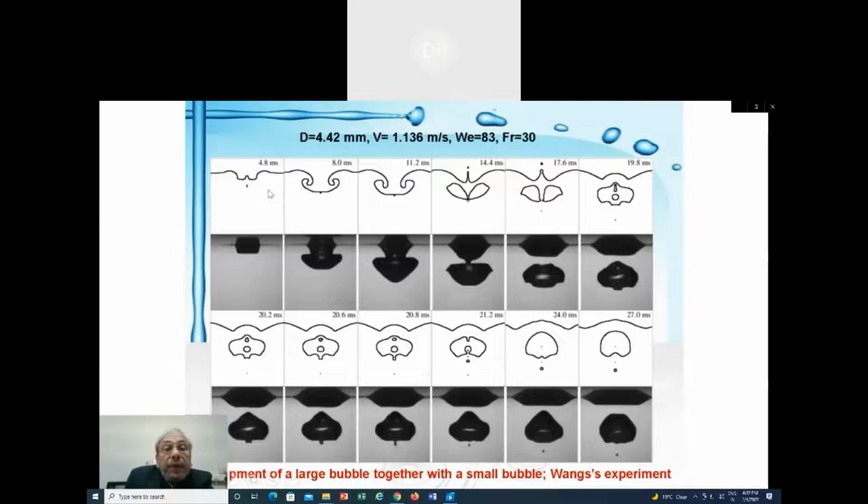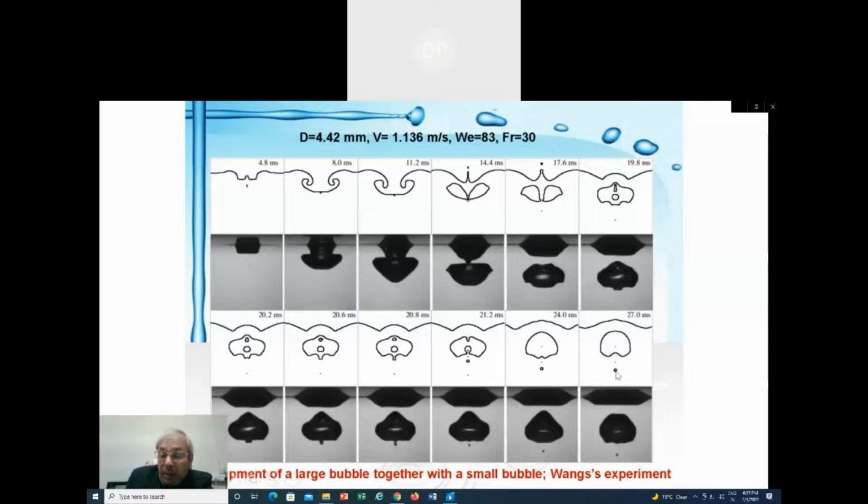And these are at different microseconds. You can see 4.8 microsecond, 8 microsecond, 11.2 microsecond, 14.4 microsecond, and the corresponding experimental results. And here the special observation, which first sensitized the scientific world, was this observation of Professor Wang: entrapment of a large bubble together with a small bubble. With very high grid resolution, around 6 million grid points, we could also capture this large bubble as well as a very tiny small bubble.